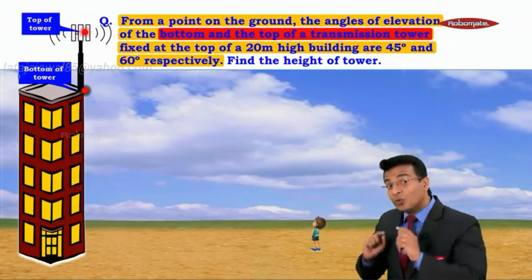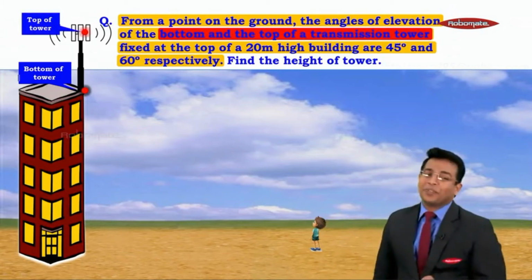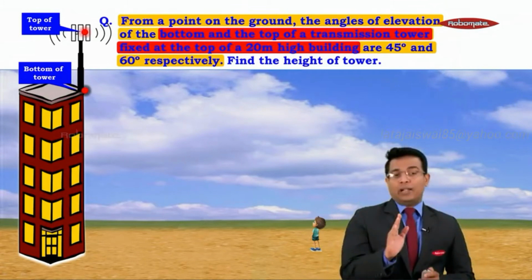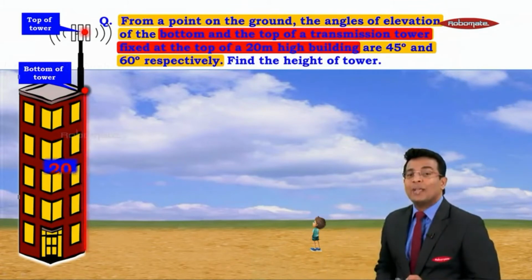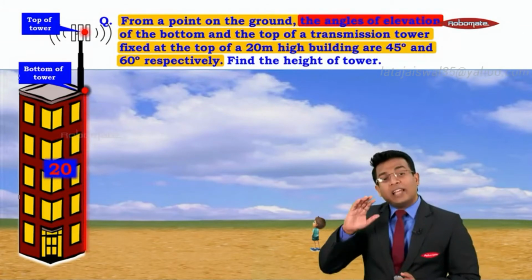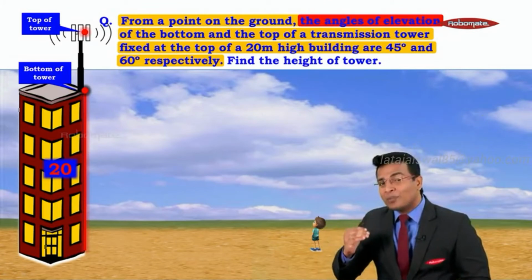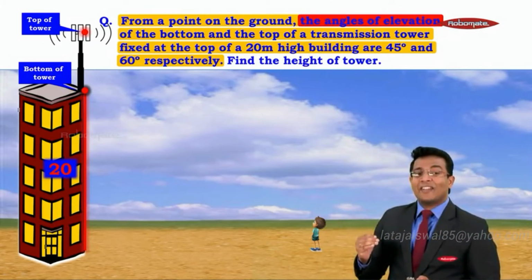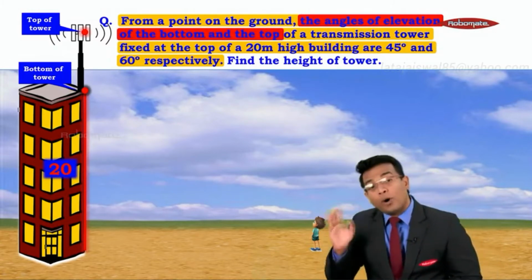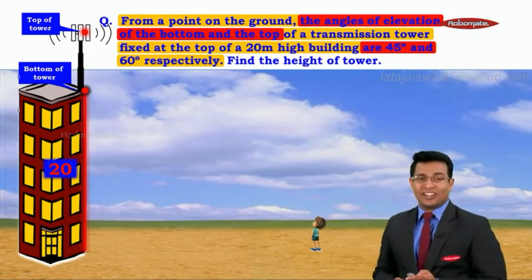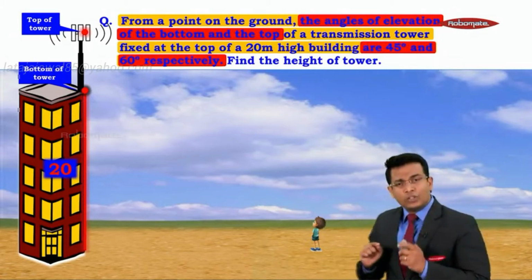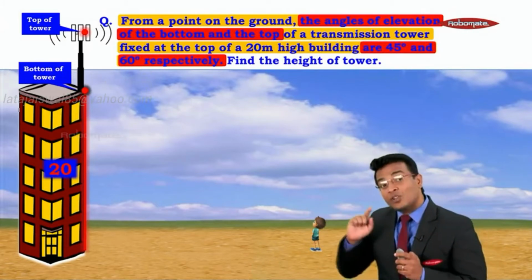So you understood this. These are the two focus points where the observer is going to observe, right? And so that is something which you have fixed up. Fixed at the top of a 20-meter high building. So the height of that building is given as 20 meter. So this is the next information which we have here, right? And from here, the angles of elevation, that means there is an observer observing, and it is above the horizontal line. What is he observing? He is observing the bottom and the top of the transmission tower, and the angles which are made are 45 degree and 60 degree respectively. So first he is observing the bottom and then he is observing the top of the tower.